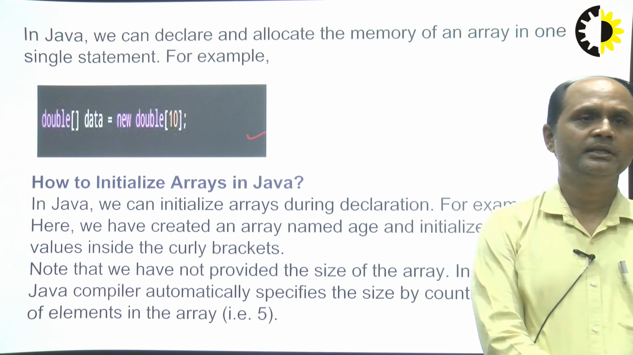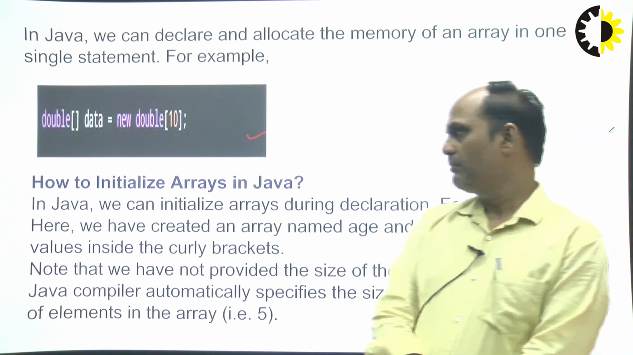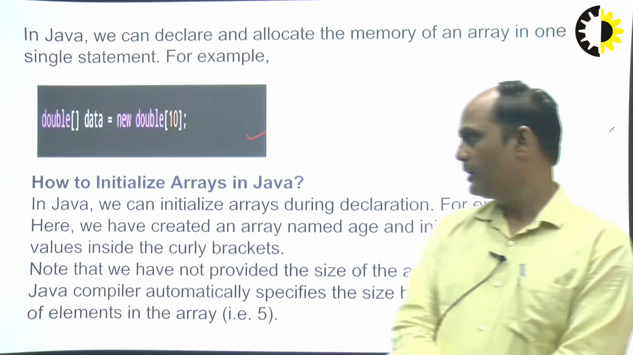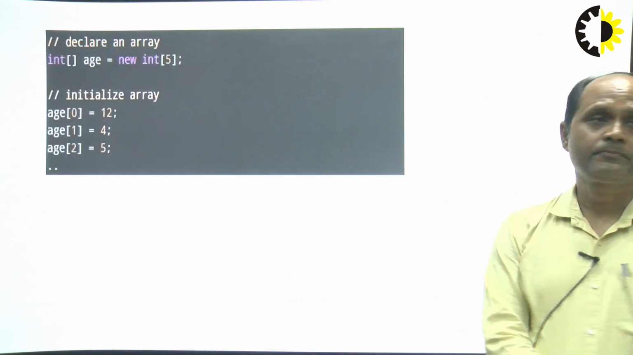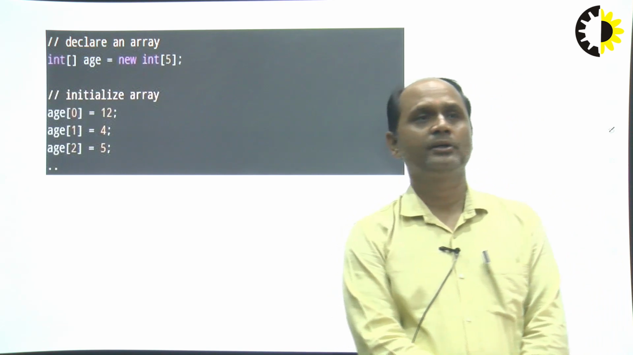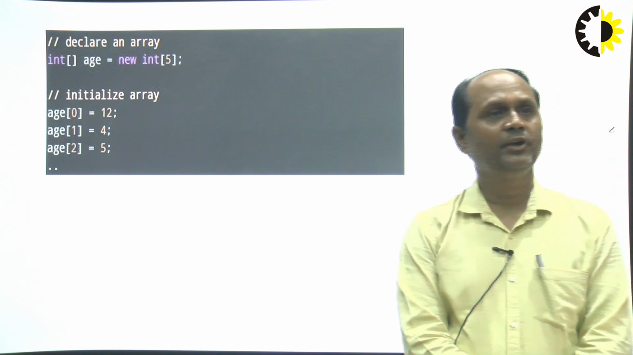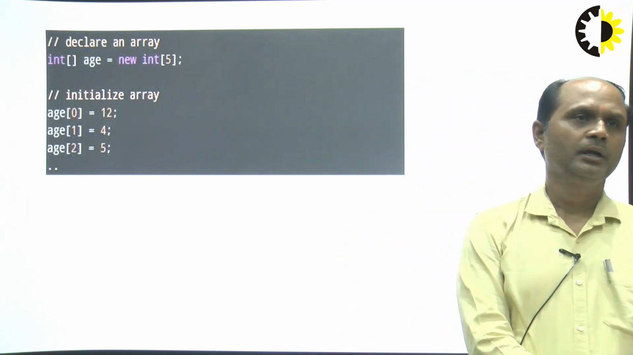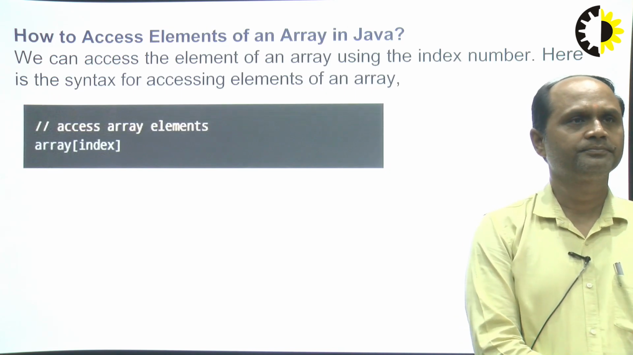How to initialize the array in Java? In Java, we can initialize the array during the declaration. For example, we have created an array named age and initialized it with values inside curly braces like this. We can declare the array int age equals new int 5 and initialize the values: age 0 is 12, age 1 is 4, age 2 is 5, and more values we can store in this fashion.